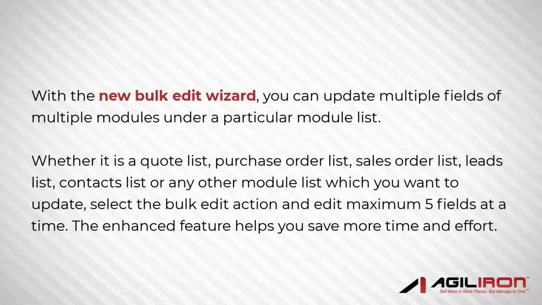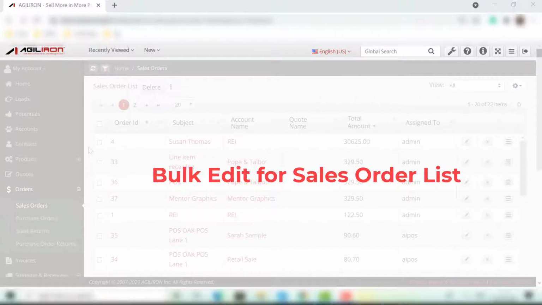With the new bulk edit wizard, you can update multiple fields of multiple modules under a particular module list. Whether it's a quote list, purchase order list, sales order list, leads list, contacts list, or any other module list which you want to update. Select the bulk edit action and edit a maximum of 5 fields at a time.